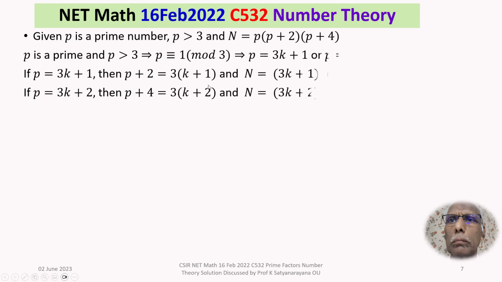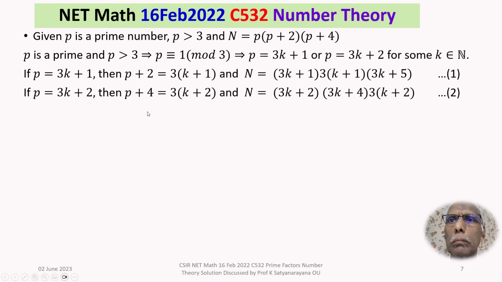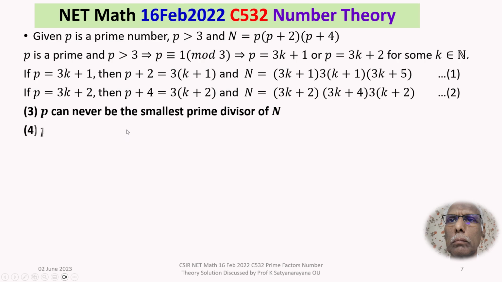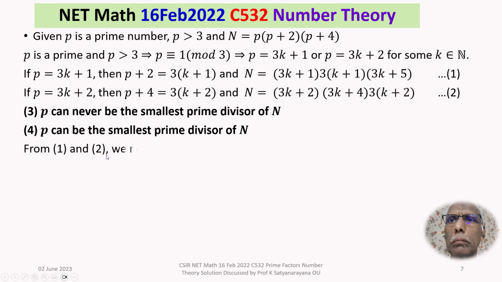That's what we have done in the last slide. Option 3 says p can never be the smallest prime divisor of n. Option 4 says p can be the smallest prime divisor of n. Read these two things carefully, and if one is true, the other is false.